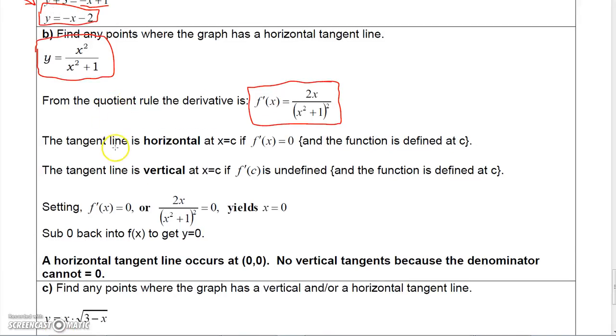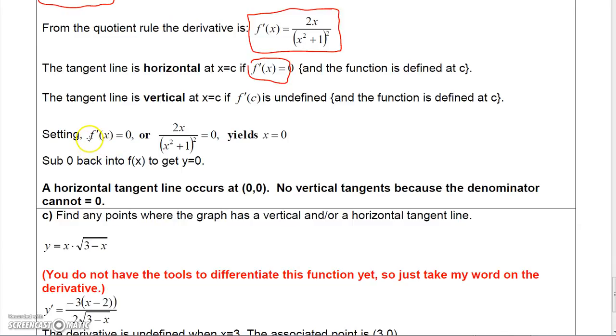Now, in order to find where we have a horizontal tangent line, we simply set the derivative equal to 0. Okay, so to set this derivative equal to 0, basically this derivative is a fraction, and the only way that a fraction can be 0 is if the numerator is 0. So really all we're doing is solving the equation 2x equals 0. And if you solve that equation, you'll get x equals 0.